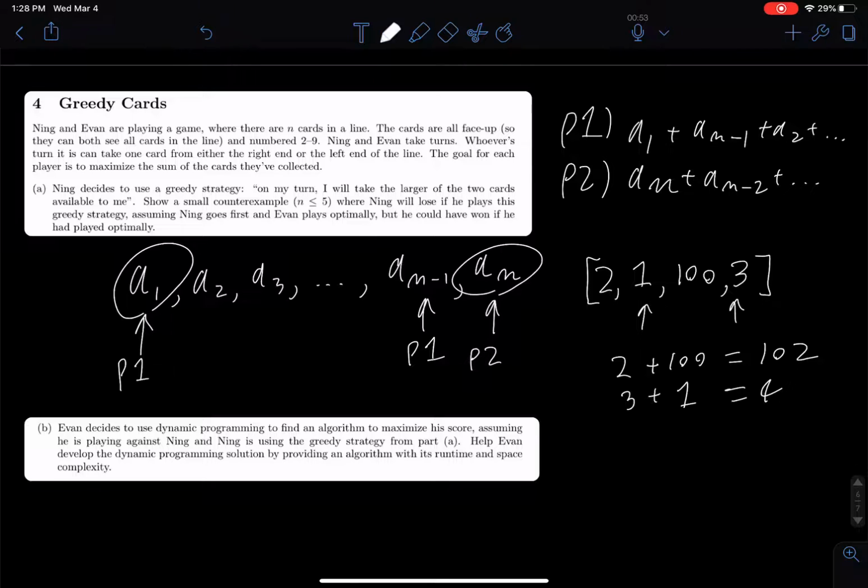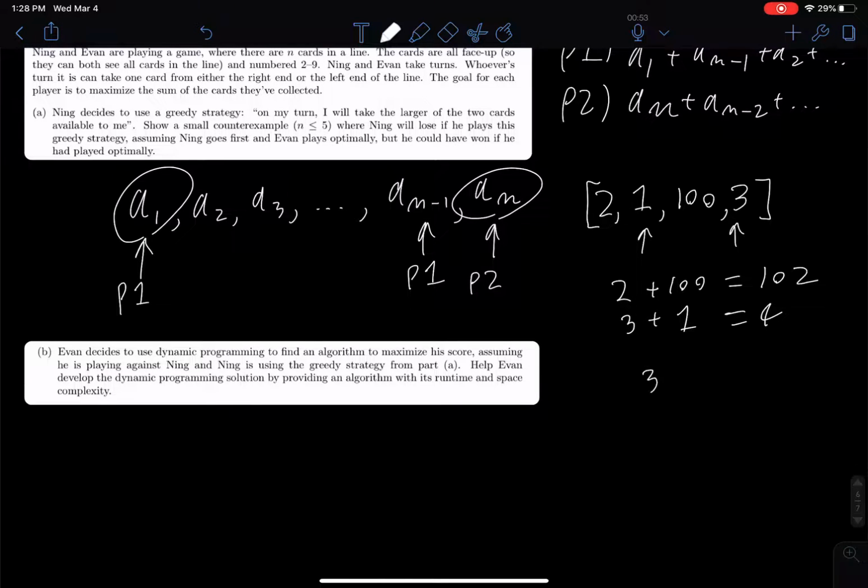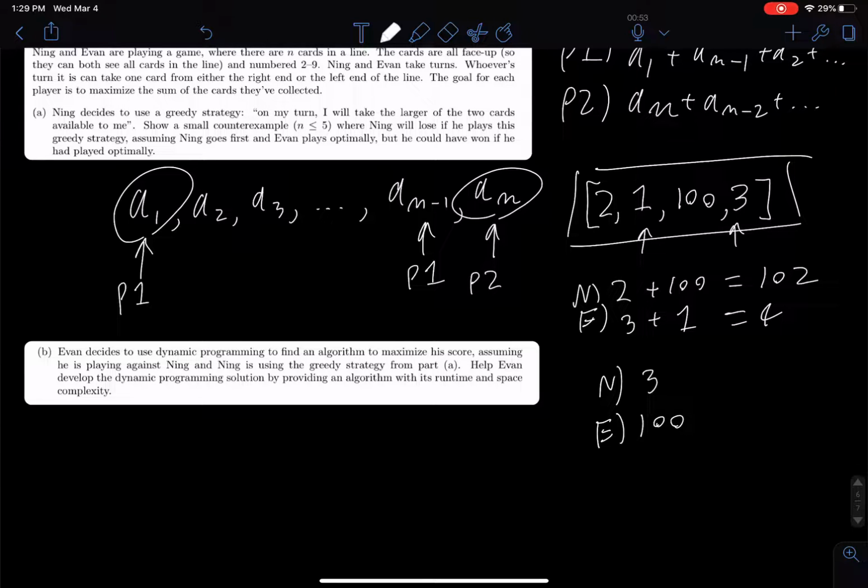Instead, with our greedy strategy, we picked the 3 first, which then allows Evan to pick the 100. And as you can see, we're already hopelessly behind and we're going to lose by 90 plus points. This is a counterexample showing why the greedy strategy doesn't work.